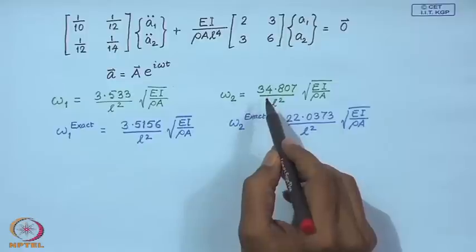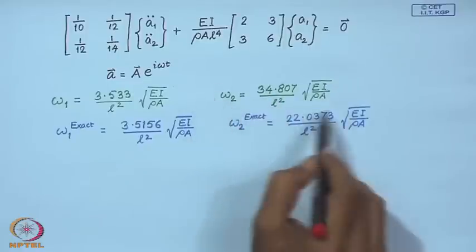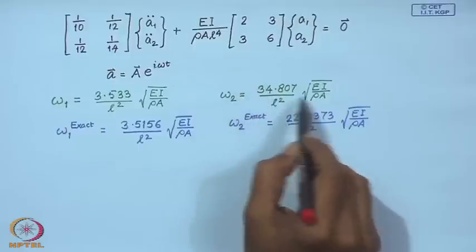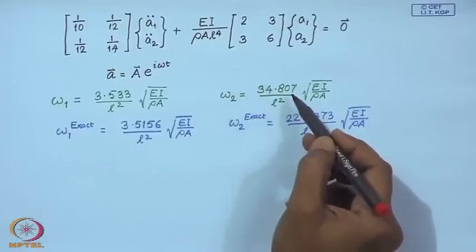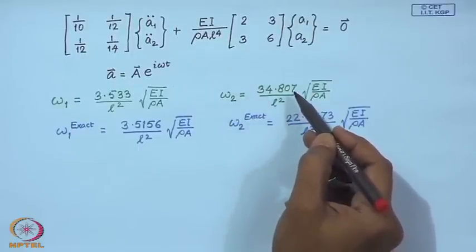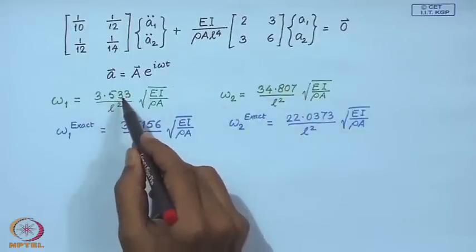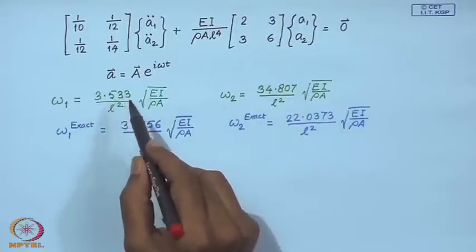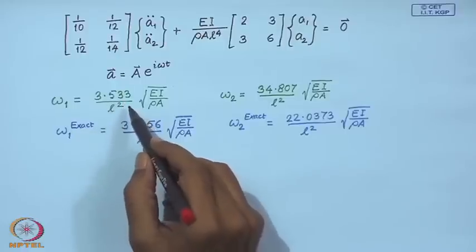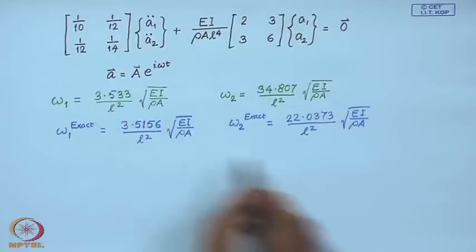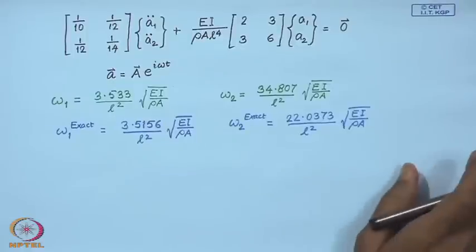So, when we calculate by this approximate method, we are going to get this omega 2. Now, what this tells us is the actual eigen frequency is less than this value. Similarly, here also you can see the actual eigen frequency is less than this value. So, this is an upper bound property of these eigen frequencies calculated from the Ritz method.